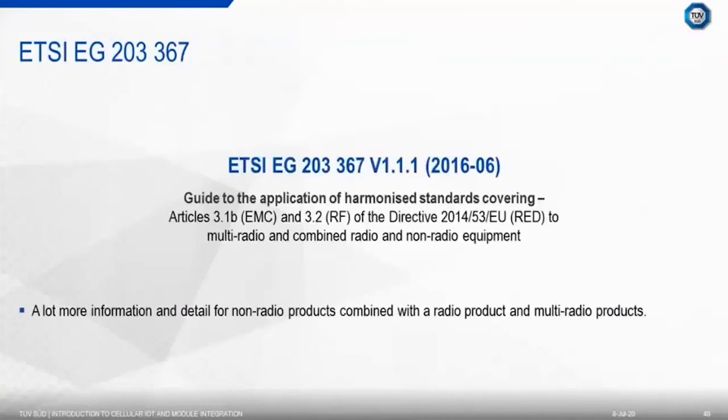So those keen of you to do a bit more reading can download a copy of ETSI EG 203 367, which is a guide to applying harmonized standards under Article 3.1b and 3.2 of the RED for multi-radio and combined radio and non-radio equipment. And there is a lot more detail in this guide than I have time to speak about today.